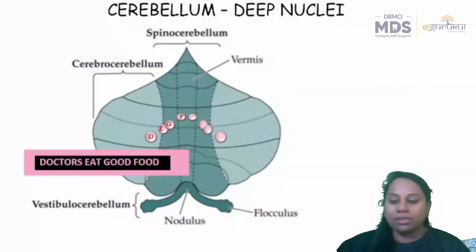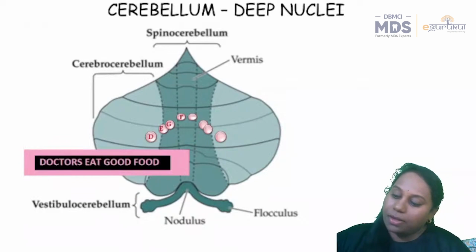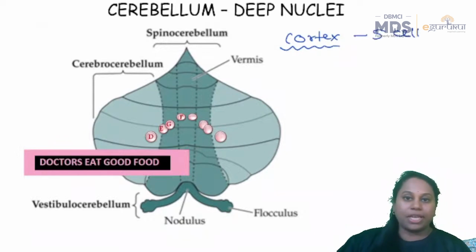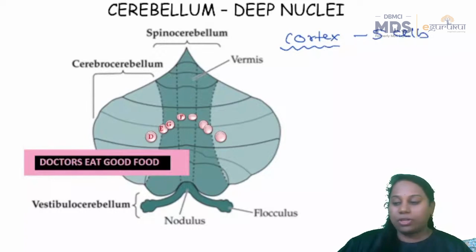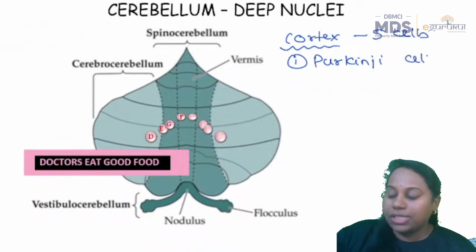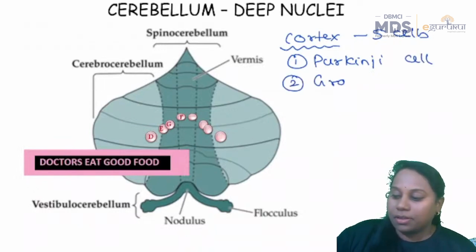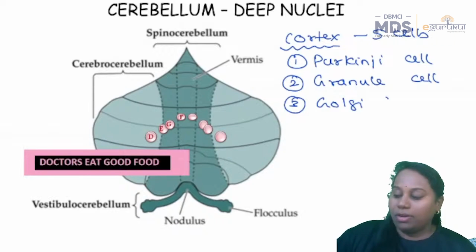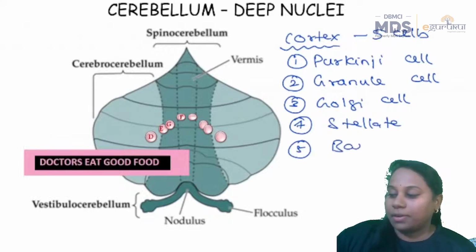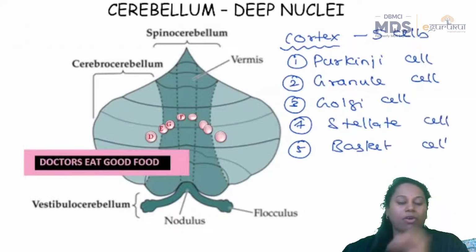What about the nucleus of cerebellum? The cerebellum has outer cortex, which has 5 types of cells. What are the 5 types of cells present in the outer cortex? The largest cell, Purkinje cell, granule cell, Golgi cell, stellate cell, and basket cell. These are the 5 types of cells present in the cortex.